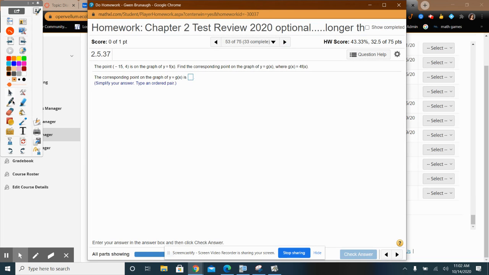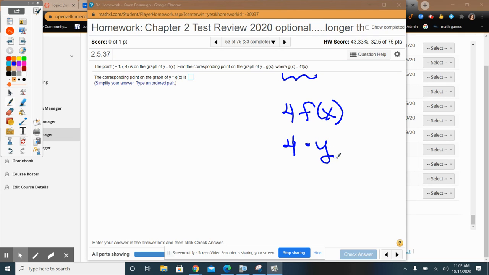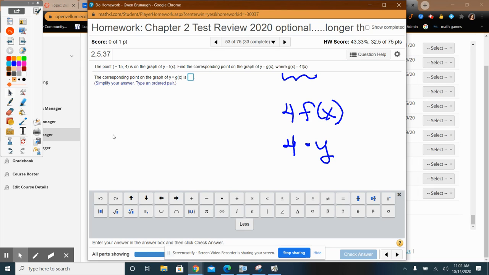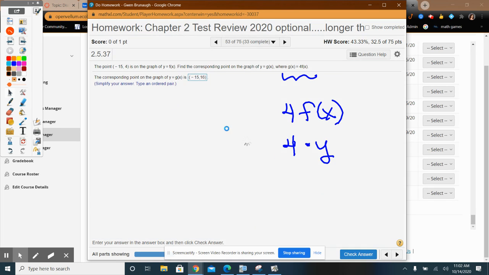Okay, remember on these points, this is the direction. Since the 4 is in front of the f of x, that's telling you to take 4 times the y. If they wanted you to do something to the x, they would put it in the parentheses. So I'm going to leave the x the same. So the x is still going to be negative 15. And the only thing I'm going to do is take 4 times the y, which is 4 times 4, and that is 16.